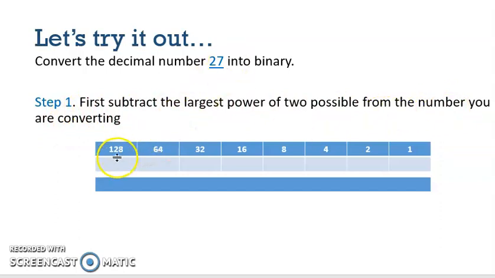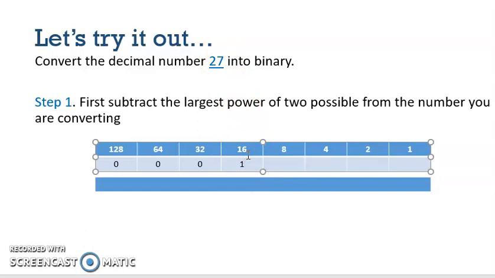Okay, so the question you have to ask yourself is, does 128 go into 27? No, because 128 is too big, so I put a 0. We then move on. Does 64 go into 27? No, so we put a 0. 32? Nope, it's still too big. Now 16 does go into 27, so we put a 1. The reason we put a 1 is because 16 can fit inside 27.